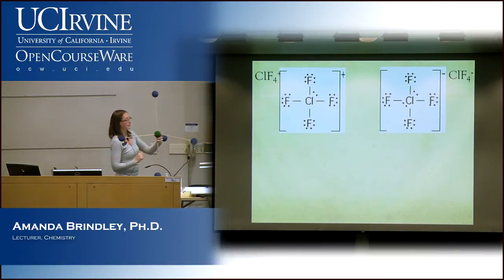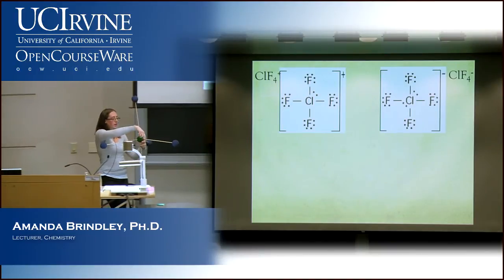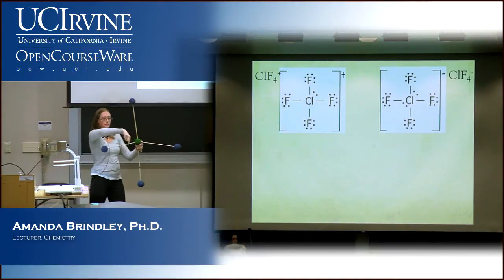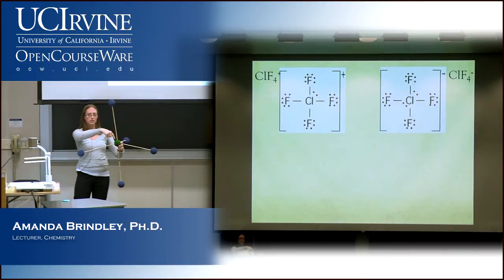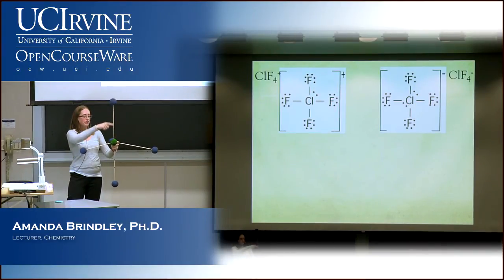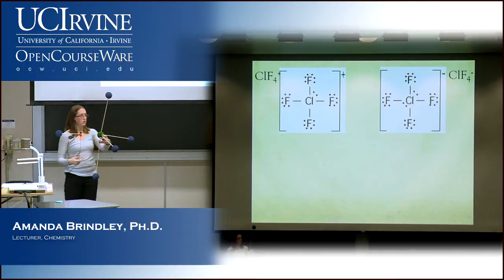Okay, let's look at bond angles. We're not in agreement yet. So what is the bond angle right here? We have 360 divided by 3, so it's 120. And what's the bond angle here? 90, right? 180 divided by 2, so it's 90.